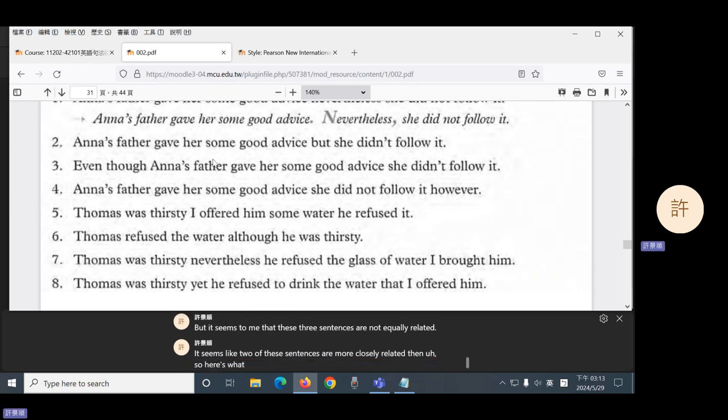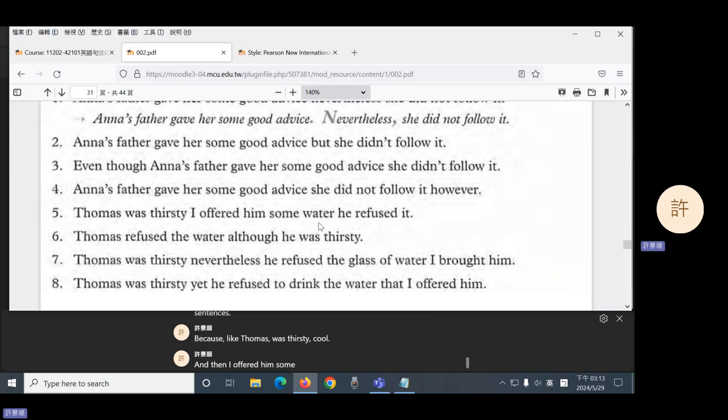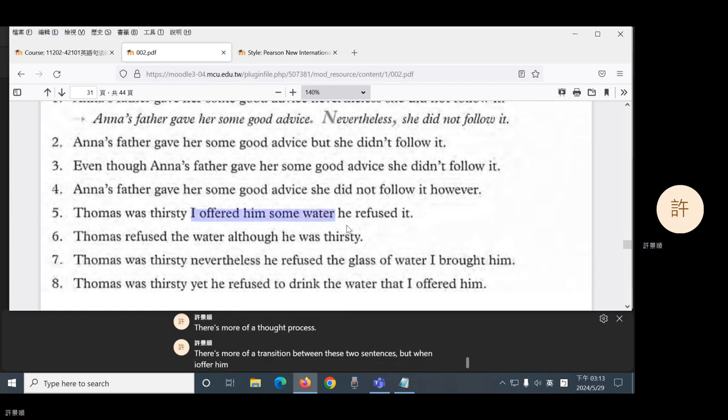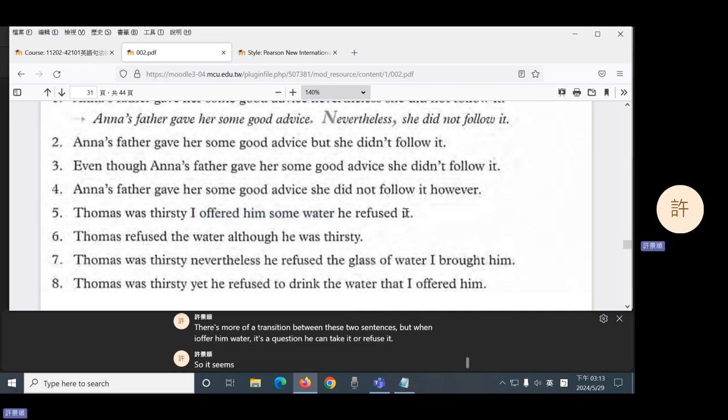So here's what I'm thinking. I think these two sentences are more closely related than these two sentences. Because like Thomas was thirsty, cool. And then I offered him some water. It seems like there's a kind of a bigger gap. There's more of a thought process. There's more of a transition between these two sentences. But when I offer him water, it's a question. He can take it or refuse it. So it seems like his decision is more connected with my offer.